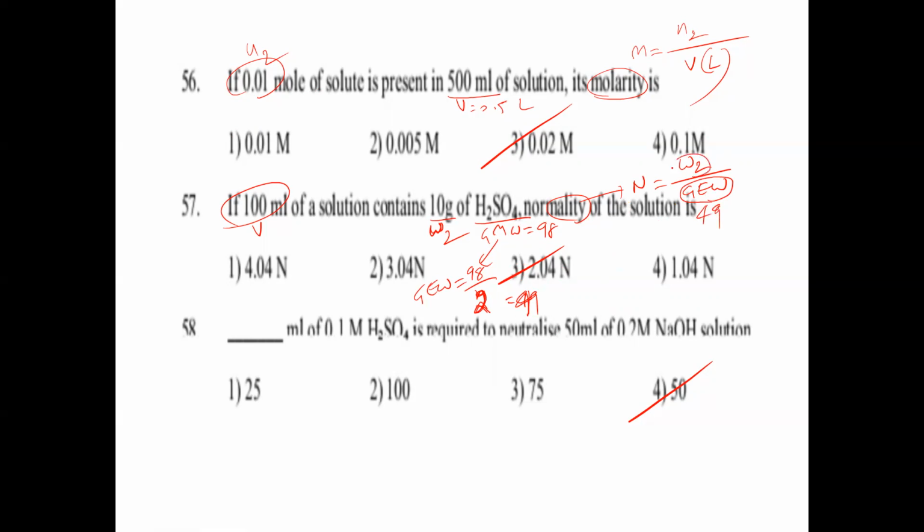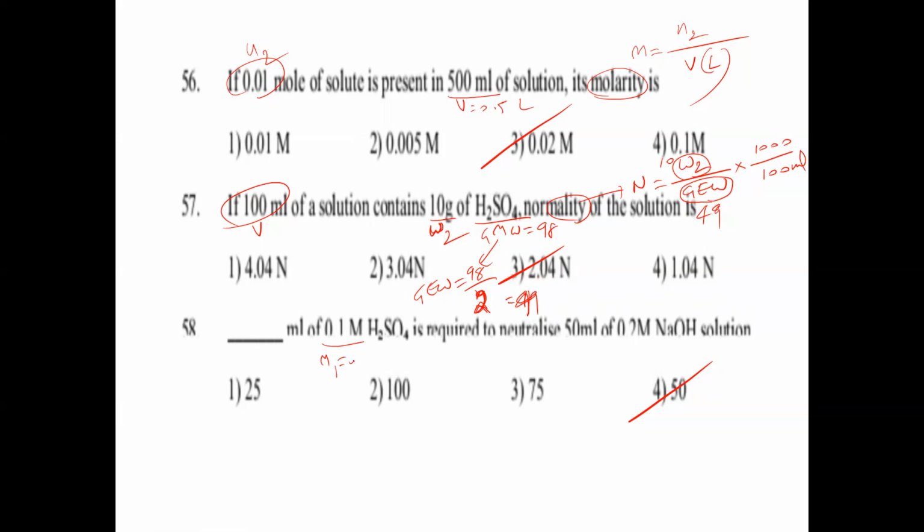Weight of solute is given 10 grams. So 10 grams by 49 into 1000 by volume in ml. Volume in ml given is 100 ml. So this formula we had: 10 by 49 into 1000 by 100 ml. So 1000 by 100 means 100 by 49 will be there. 100 by 49 is 2.04 normal.